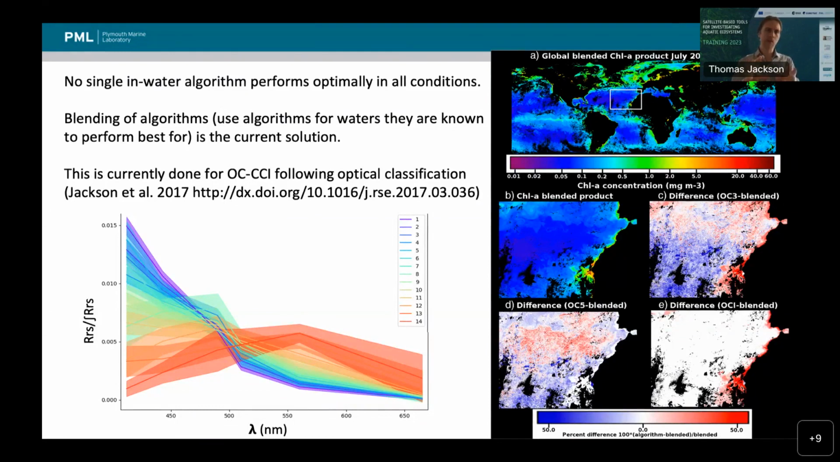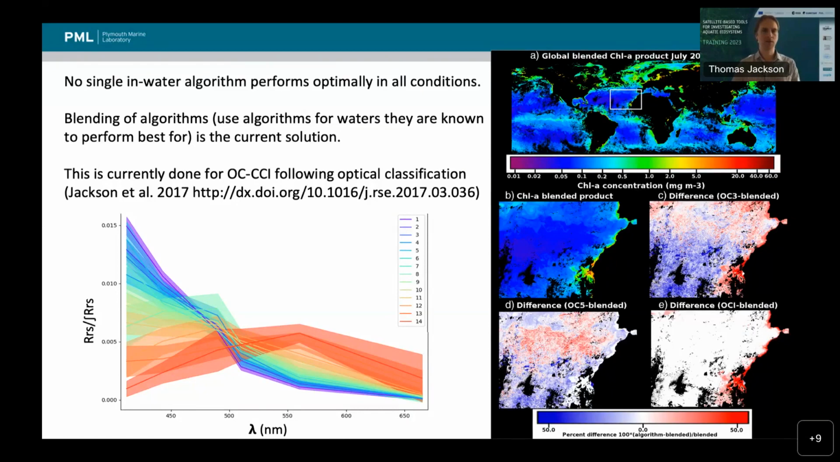And we know, or we can use in situ measurements to say which of the algorithms perform best in each of those types. So then when we have the memberships to all the types, we can weight the algorithms accordingly. So if you look at the image on the right, the top image is the output blended product. And the idea is that this blending wouldn't introduce artificial boundaries. You don't get a hard line where we flipped from one algorithm to another. It's a smooth, continuous process of weighting the algorithms that are doing best in those optical conditions.